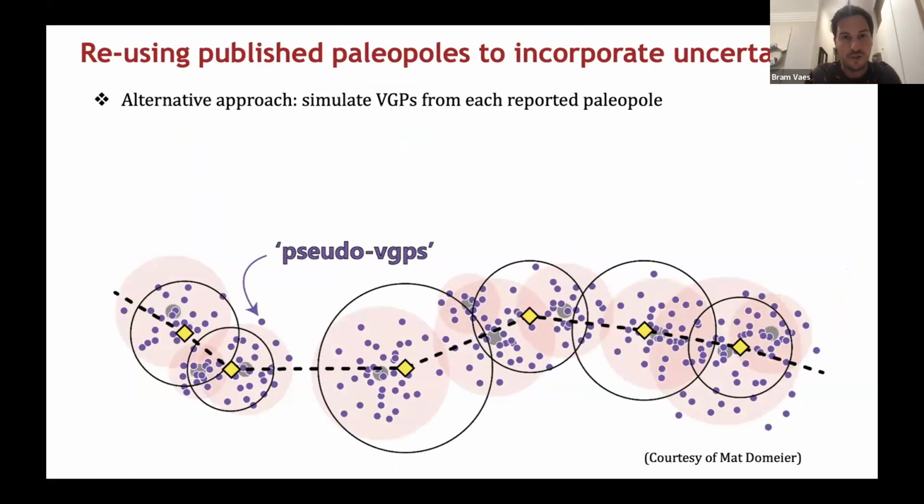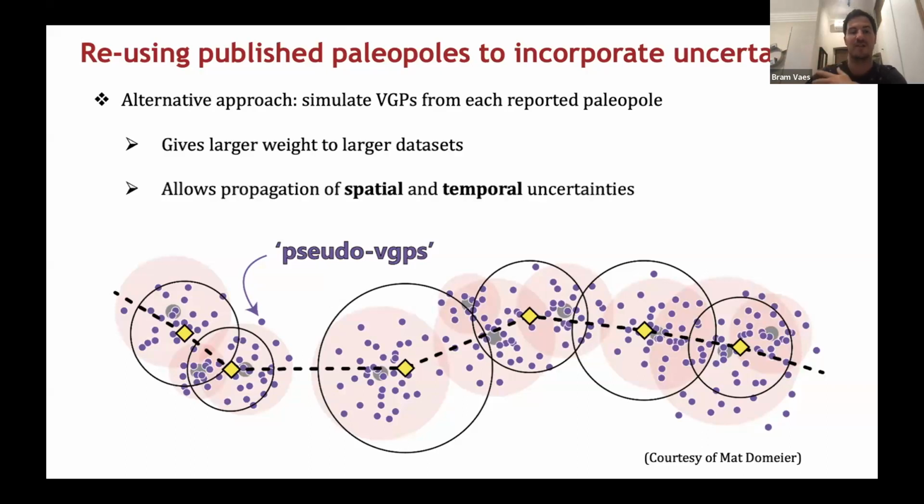So we took a shortcut whereby we used the published pole positions and their statistical parameters to simulate the real data again, to approximate the real data again. And this way we can assign a larger weight to larger data sets, and we can propagate these important uncertainties in terms of age uncertainty and the uncertainty in paleomagnetic pole positions. And this is what we call then the pseudo VGP. So it's the simulated site level data.